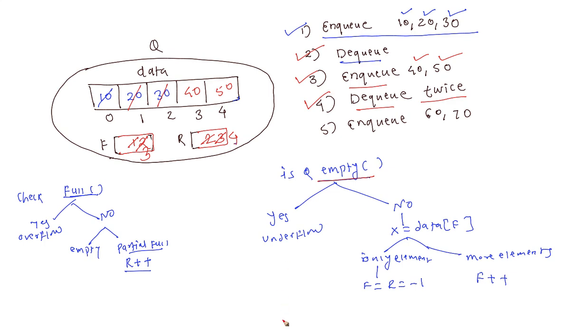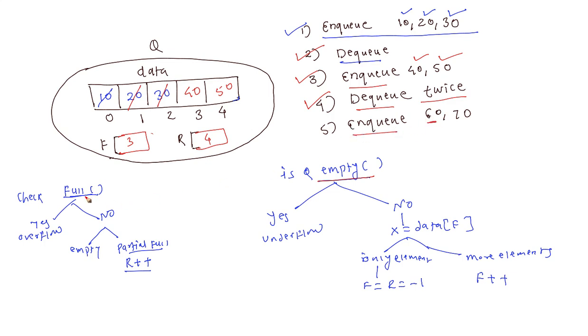So let me rewrite this clearly. After fourth operation, F is 3, R is 4. F is 3 and R is 4. So now the next fifth operation, NQ 60.